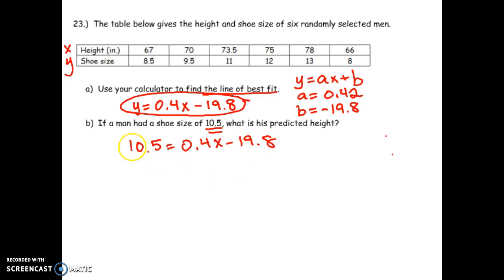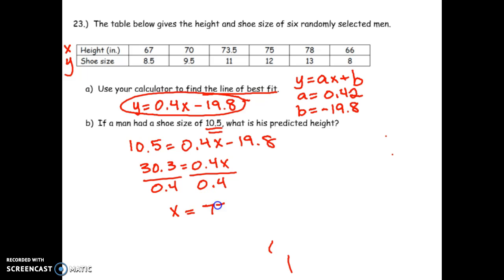And we just add 19.8 to both sides, and when we do that, we've got 30.3 is equal to 0.4x, and then we just divide both sides by 0.4, okay? As we solve for x, your x is going to be about 75.75, or approximately 76 inches.